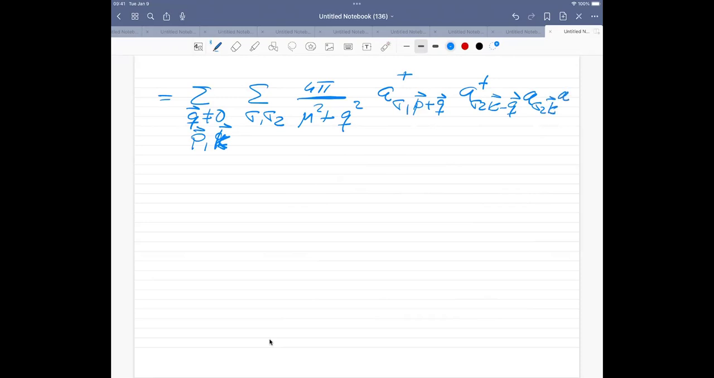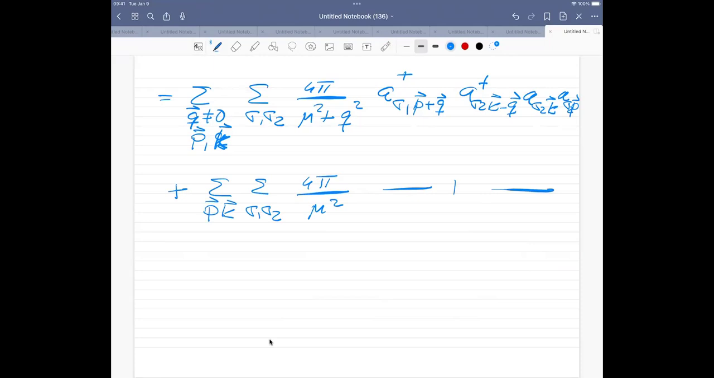I have to be careful with all these subscripts. And then I have a P here. And then I have plus the term where I actually put Q equal to 0. So this sum runs only over P and K, and a sum over the spins, sigma 1, sigma 2. And then I have a 4 pi divided by mu squared times these creation and annihilation operators.